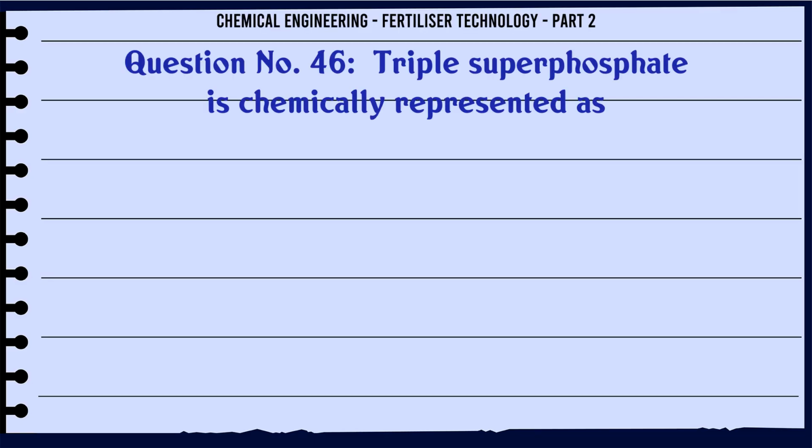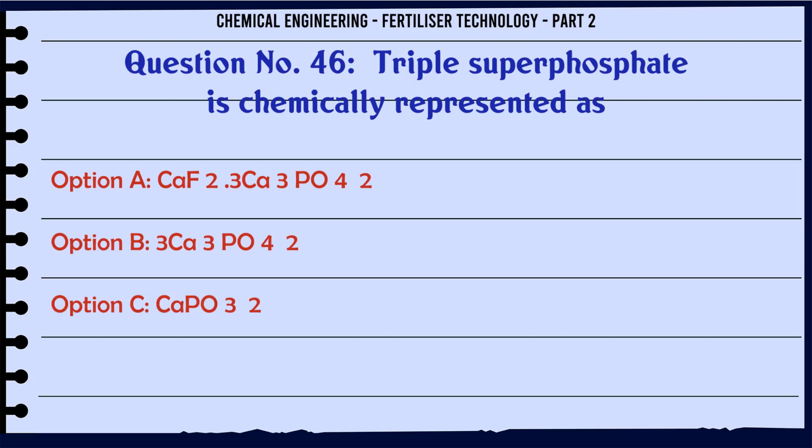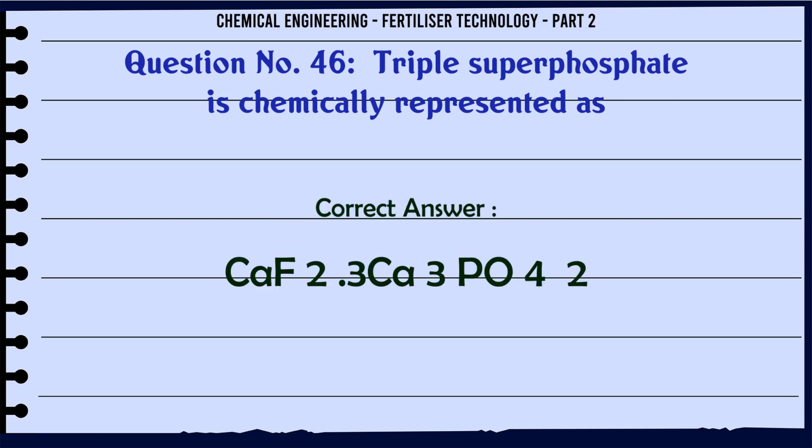Triple superphosphate is chemically represented as A. CaF2.3Ca3(PO4)2. B. 3Ca3(PO4)2. C. Ca(PO3)2. D. Ca(H2PO4)2. The correct answer is Ca(H2PO4)2.